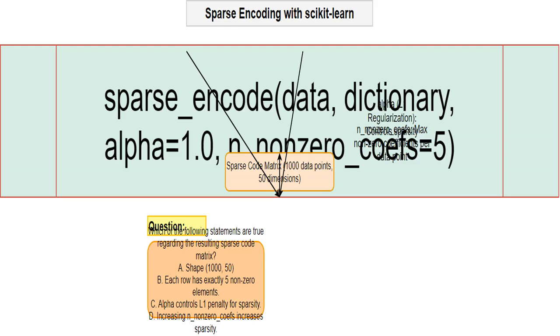Here, I'm applying the sparse encode function. I'm feeding it my data and the dictionary. Alpha equals 1.0 is a parameter that controls how sparse my final code will be. Higher values mean more sparsity, and n_nonzero_coefs equals 5 means I want at most 5 non-zero values per resulting data point.